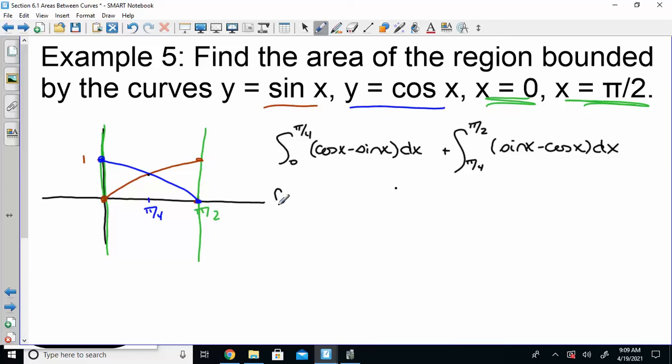So if we integrate here, antiderivative of cosine is sine, minus antiderivative of sine, negative cosine. So that becomes sine x plus cosine x from 0 to pi over 4. Plus, over here, antiderivative of sine, negative cosine, minus antiderivative of cosine is sine from pi over 4 to pi over 2.